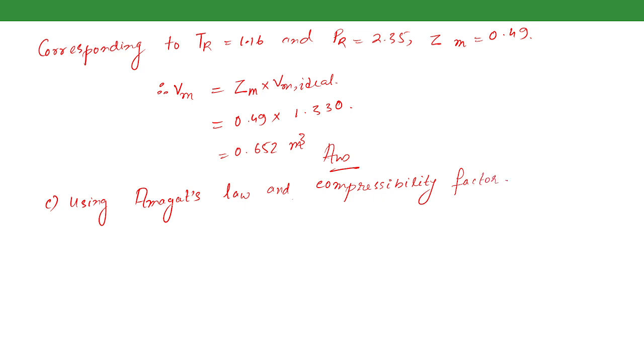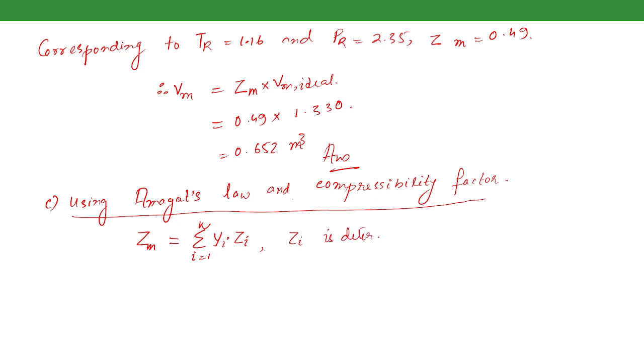Okay, so what happens is that in this case, now Zm for Amagat's law, the compressibility of the mixture is taken as the summation of the product of the mole fraction and the compressibility of the individual components, where this Zi, the compressibility of the individual components, is determined at the mixture temperature and mixture pressure for individual gases.